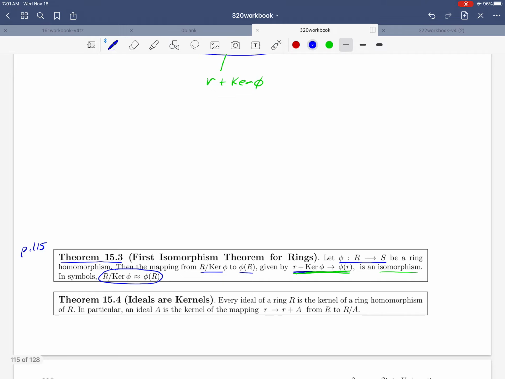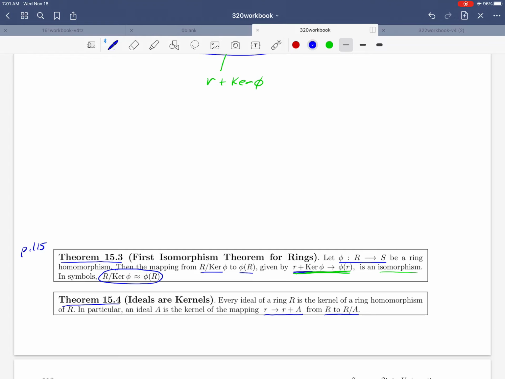Okay, now what about theorem 15.4? This tells us that ideals are kernels. Let's read this together. So every ideal of a ring R is the kernel of a ring homomorphism of R. In particular, an ideal A is the kernel of the mapping taking R to R plus A, from the ring R to R mod A.